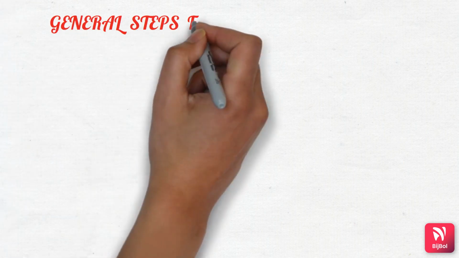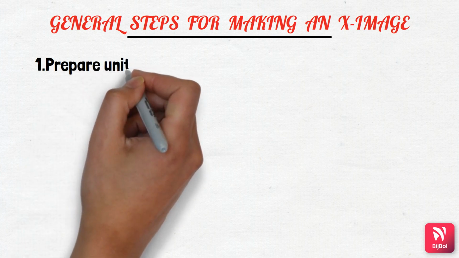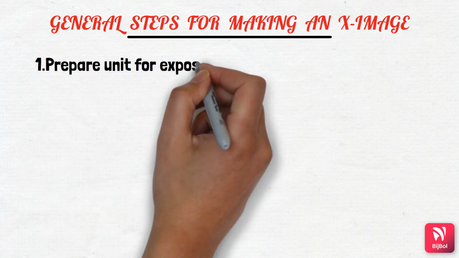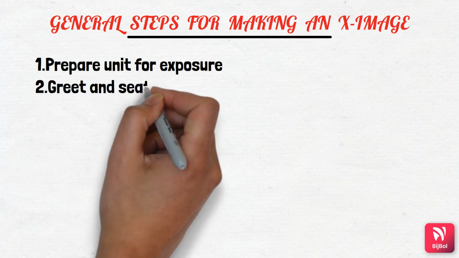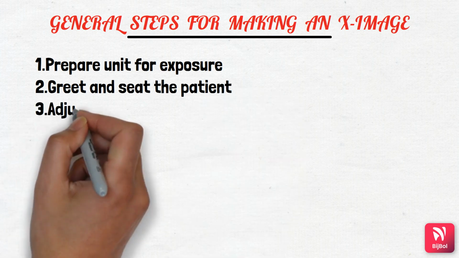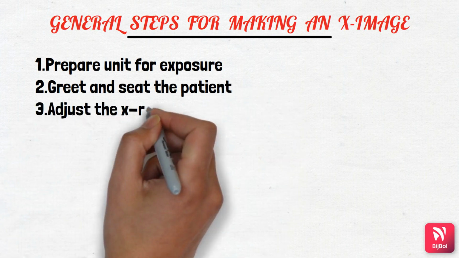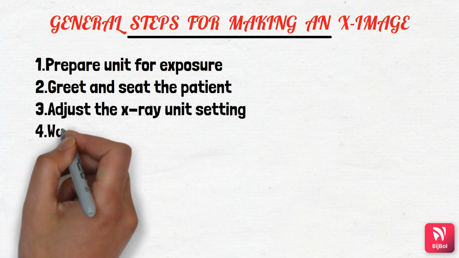Firstly, we'll see the general steps for making an X-ray image. We have to prepare the patient first before the exposure. So, place the barriers for universal infection control and have receptors and receptor holding instruments ready at the chairside. Then greet and seat the patient. Position the patient upright in the chair with the back and head well supported, and briefly describe the procedure we are going to perform.